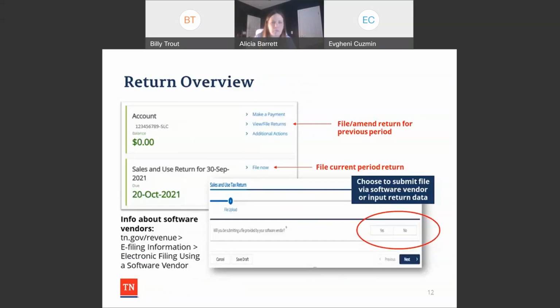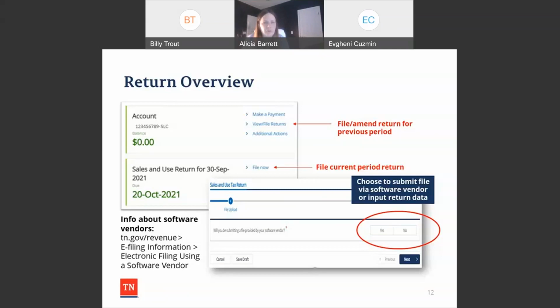Okay, so let's talk a little bit about how you're going to get into the return. So the first thing is you're going to log into TennTap to file. Most of our returns are required to be filed electronically unless you do have an electronic waiver. So you will need to log into TennTap to file your return. When you get into TennTap, you're going to see something that looks kind of like this. And if you click on File or View or File Returns, you're going to be able to file or amend for a previous period. If you click on File Now, it will allow you to file for the current period.